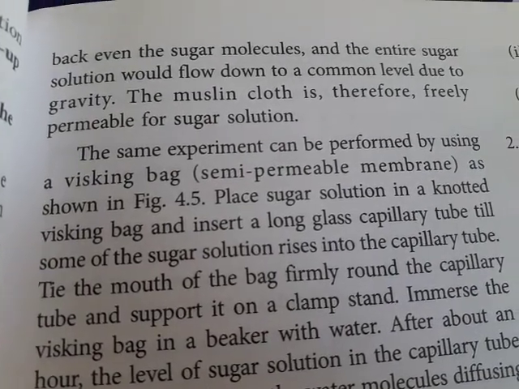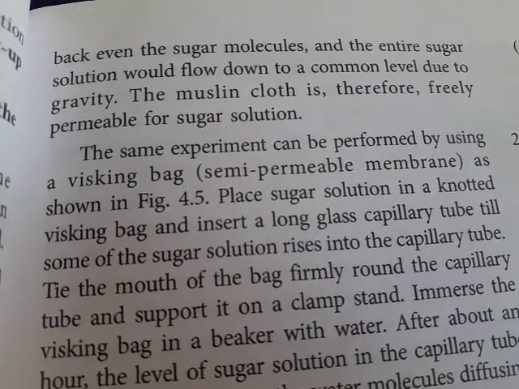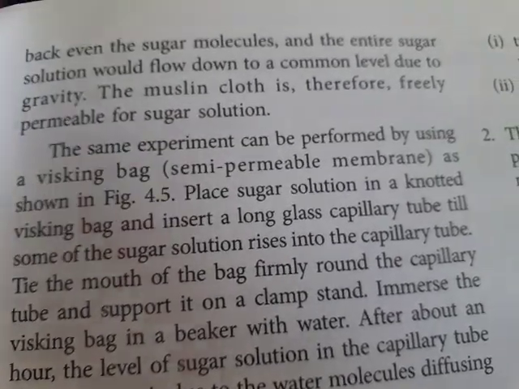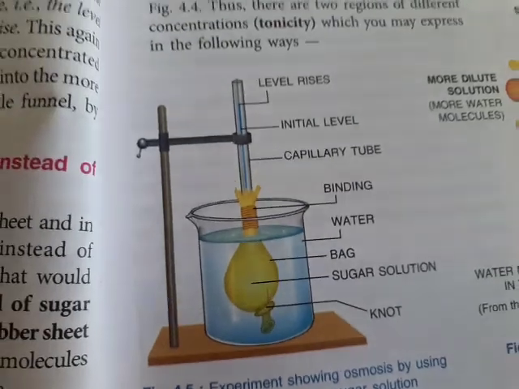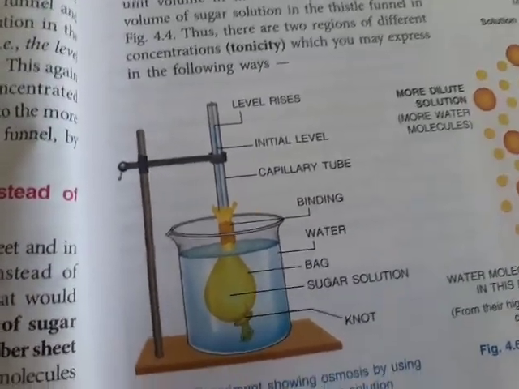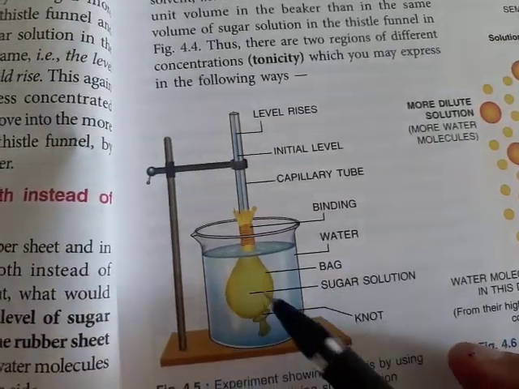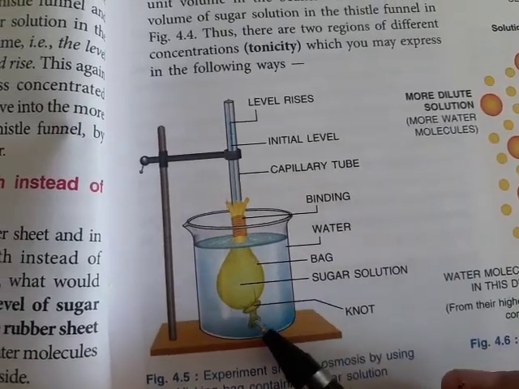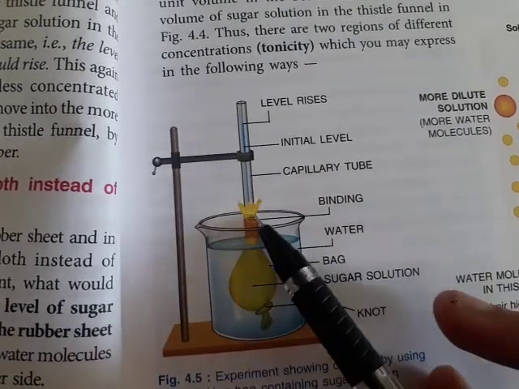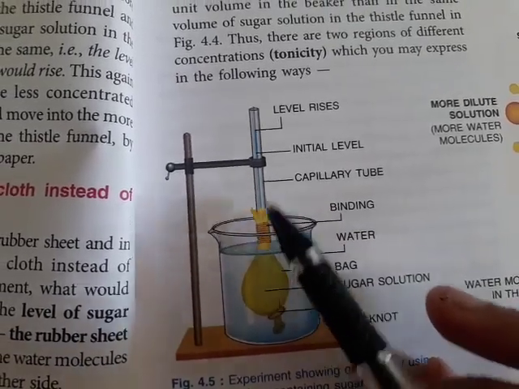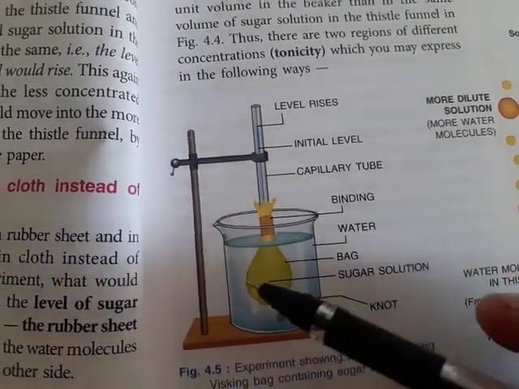Now you just take the whisking bag and place the sugar solution in it. You can see in figure 4.5 how this particular bag is kept. That is the whisking bag, kept over here in the sugar solution. A knot is tied over here. This is the water, and this is the sugar solution inside, bound just to bind it, and there is a capillary tube in it. So what will happen?